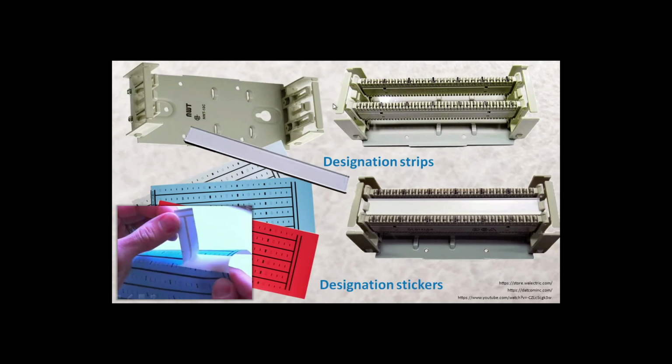Other things that are associated with this system are the designation strips, and they just go right at the front here. And the designation strips do have the designation stickers. They just peel off, and you can stick them on different colors. You can color code your whole field according to however it works.